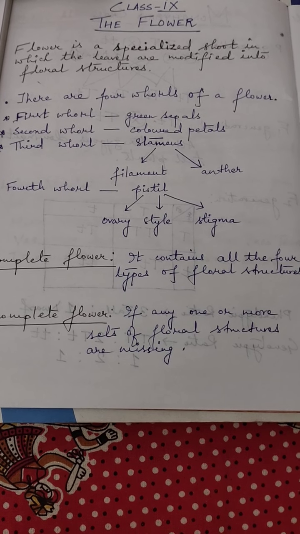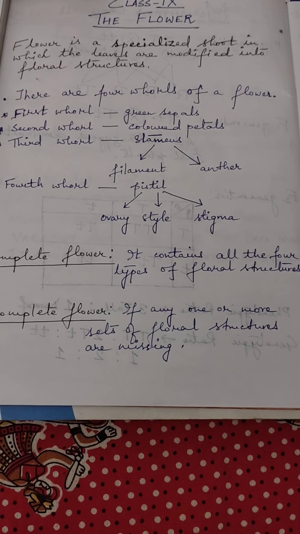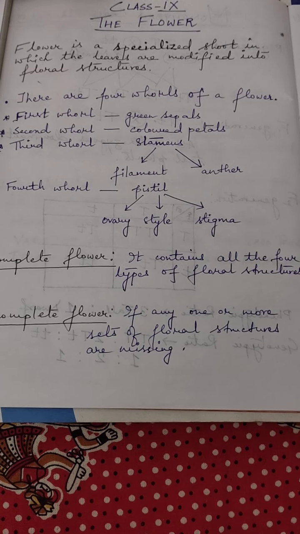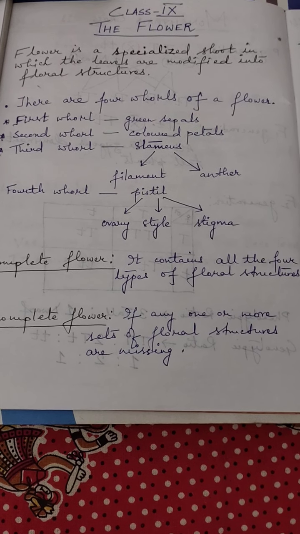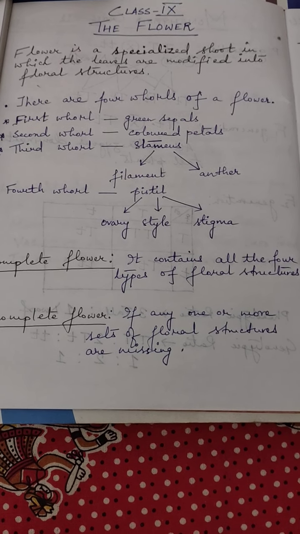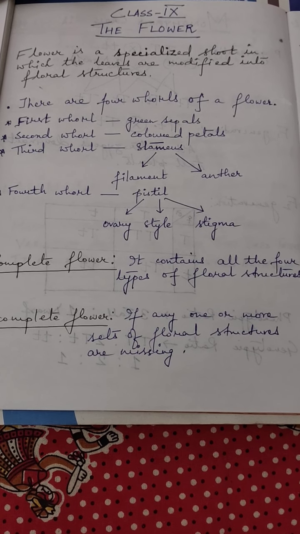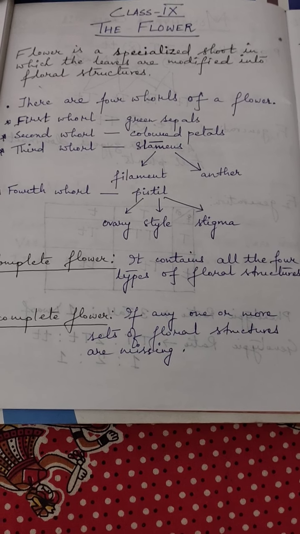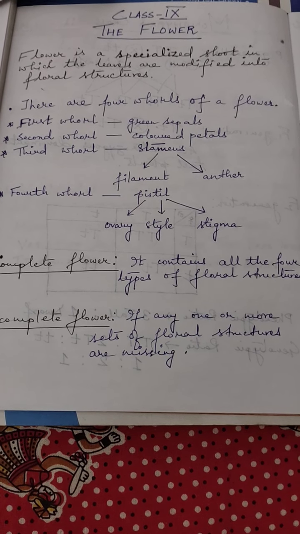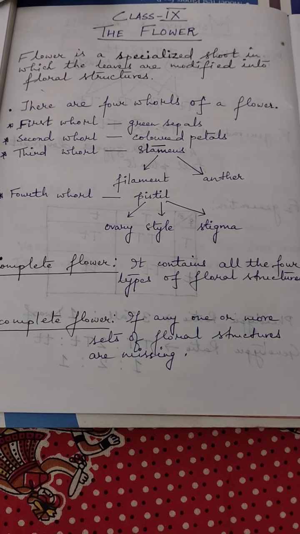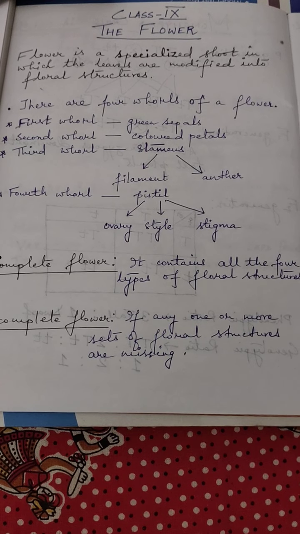Third whorl or layer are known as stamens, which are collectively known as androecium. It has got 2 parts, filament and anther. And the fourth whorl or layer are the pistils, called collectively gynoecium, and it has got 3 parts, ovary, style and stigma. Now, as you know, flower is the reproductive organ of a plant. So these third and fourth whorls are the reproductive parts of the flower.